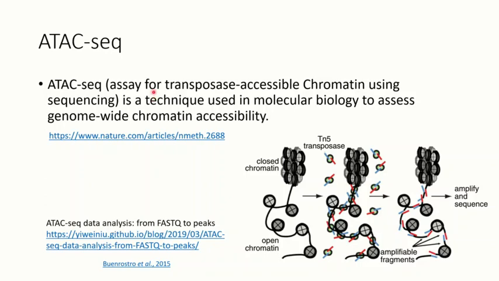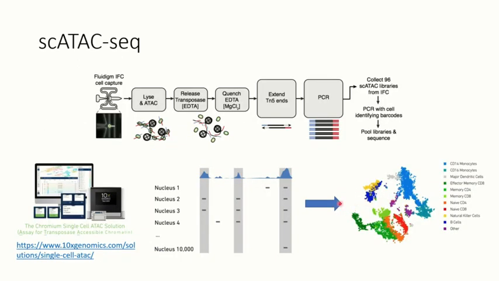So the enzyme is the transposase, and ATAC stands for assay for transposase accessible chromatin. Those are the closed and open regions, and you get fragment information from the open regions. You use next generation sequencing to get the FASTQ files and map them back to the genome, so you know where there is open chromatin and where there is not.